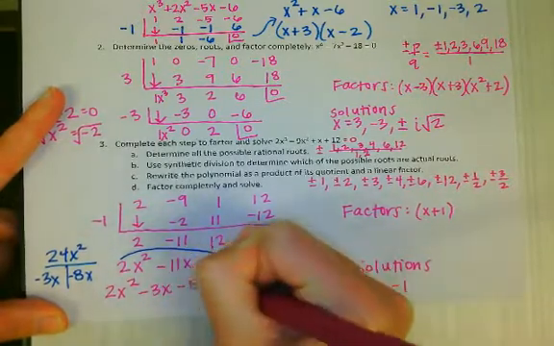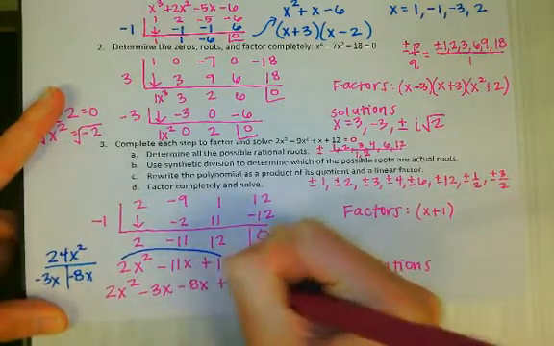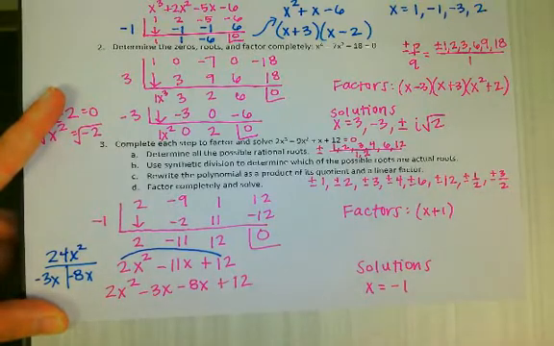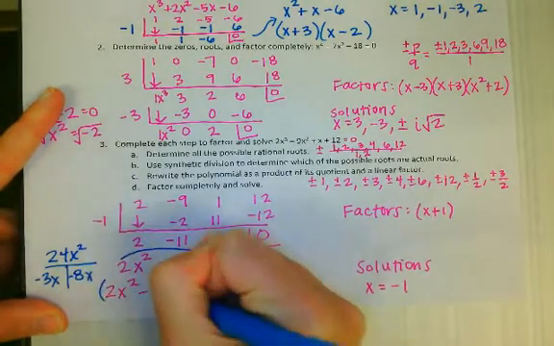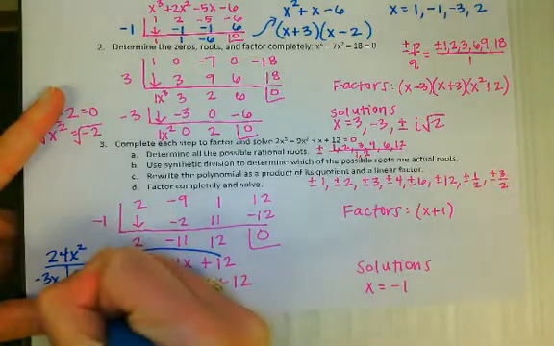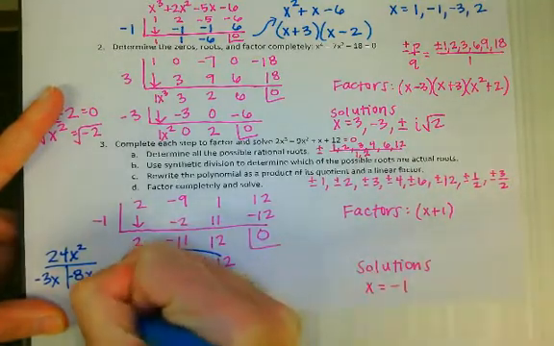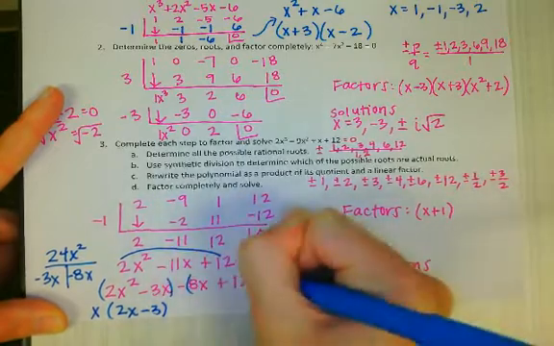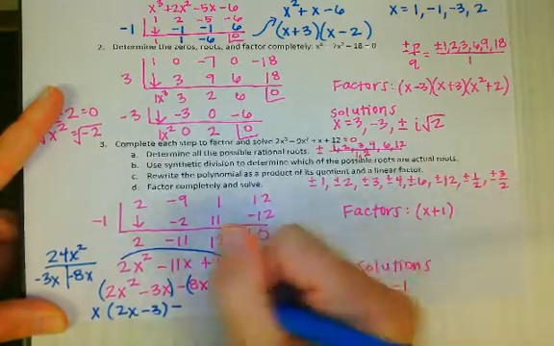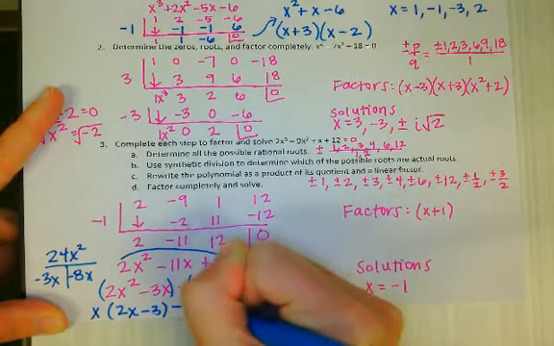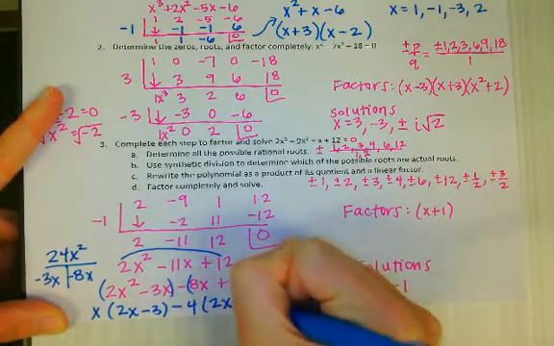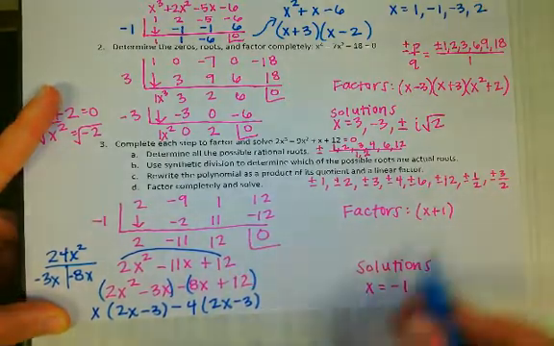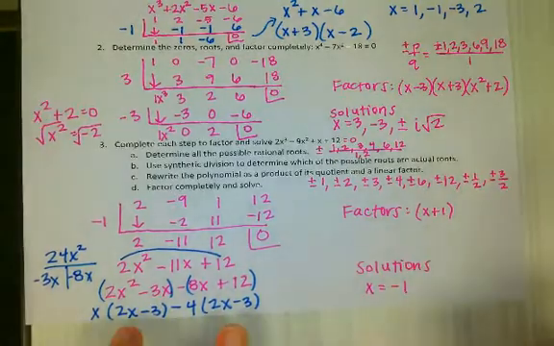I'm going to put them in the middle. And now I have 4 terms to group. So the first group, I can take out an x, and I'm left with 2x minus 3. Second group, I have to divide by a negative. So negative 4 is the GCF, leaving me 2x minus 3. And now I can jump to my factors.